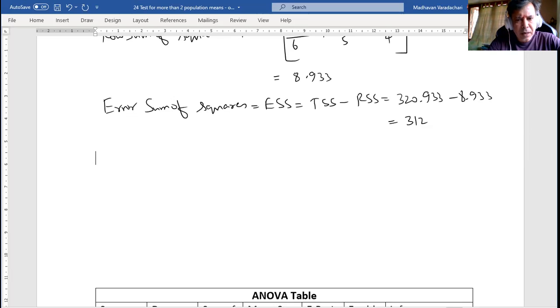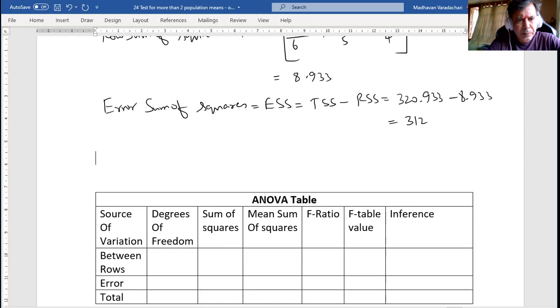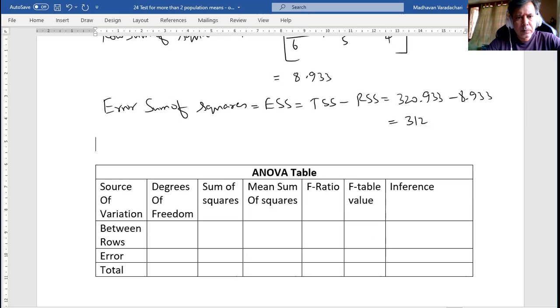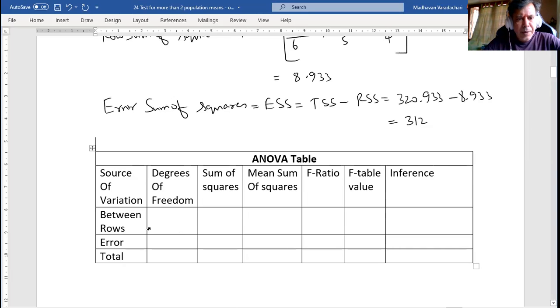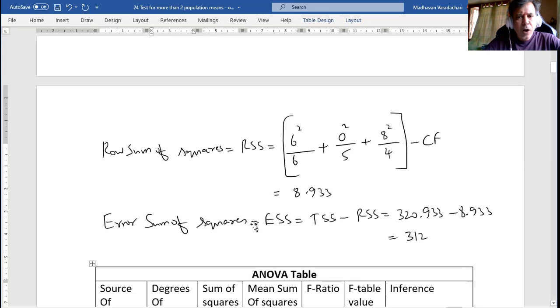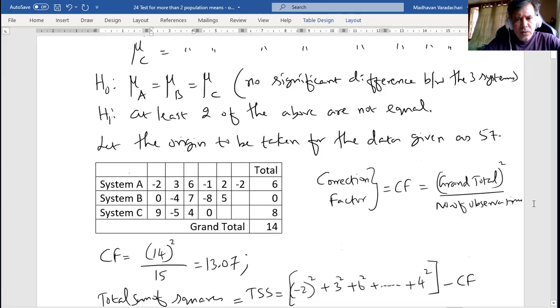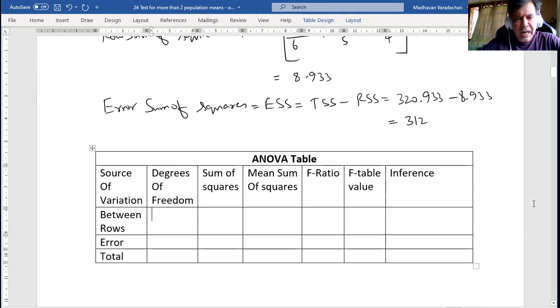Where the format of that ANOVA table will be like this. So here between rows, degrees of freedom. How many rows are there? There are 3 rows. So the degrees of freedom will be 3 minus 1, so it becomes 2 degrees of freedom. Now the total number of observations were 15. Here degrees of freedom will be 1 less. It will become 14. Error degrees of freedom will be the balancing figure. So 14 minus 2, which is nothing but 12.